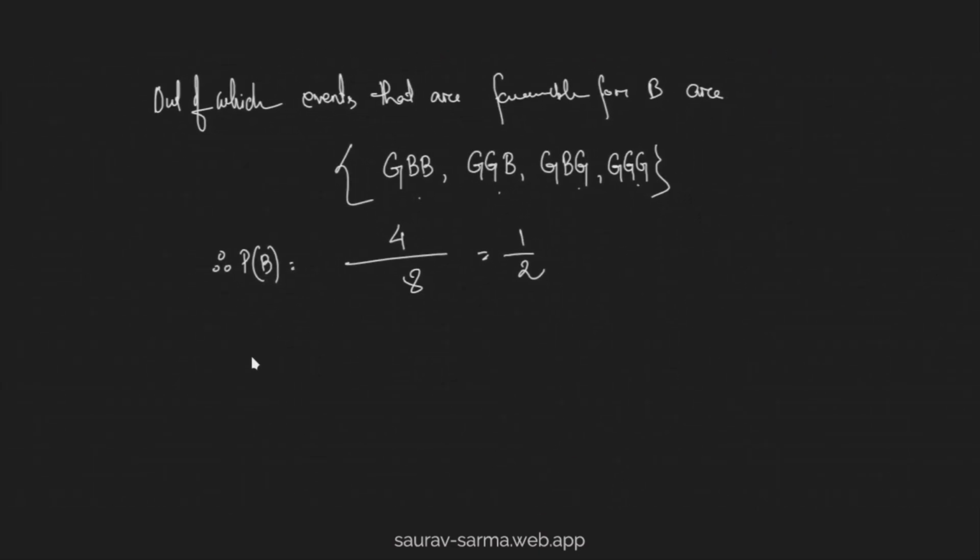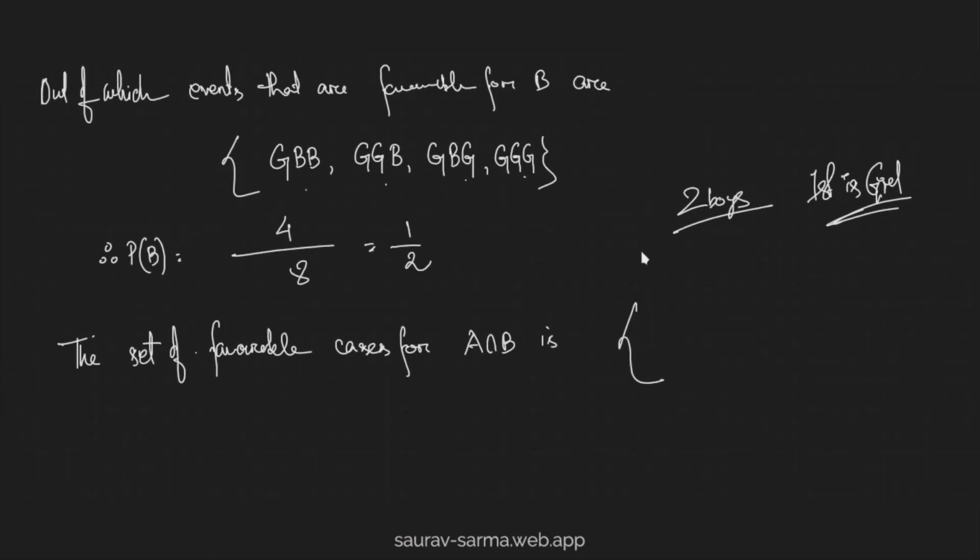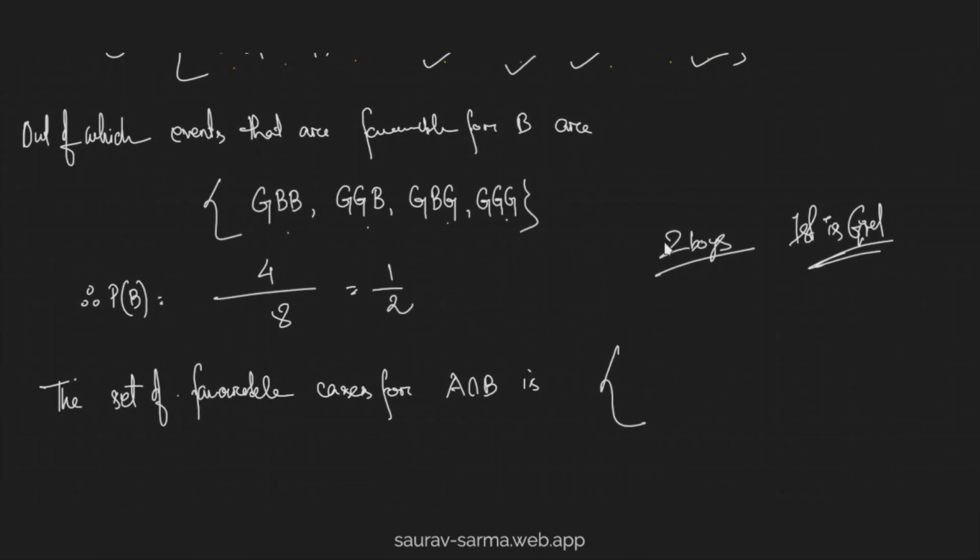So the set of favorable cases for A intersection B are... A intersection B means 2 boys pabo lagibo, and first is girl hobo lagibo, right? First child to girl hobo lagibo and ghorot duta lora thakibo lagibo.